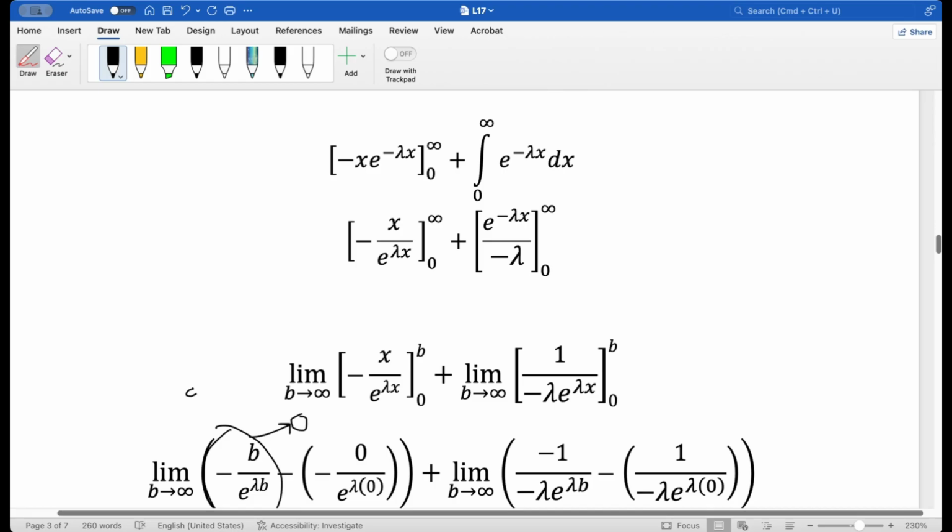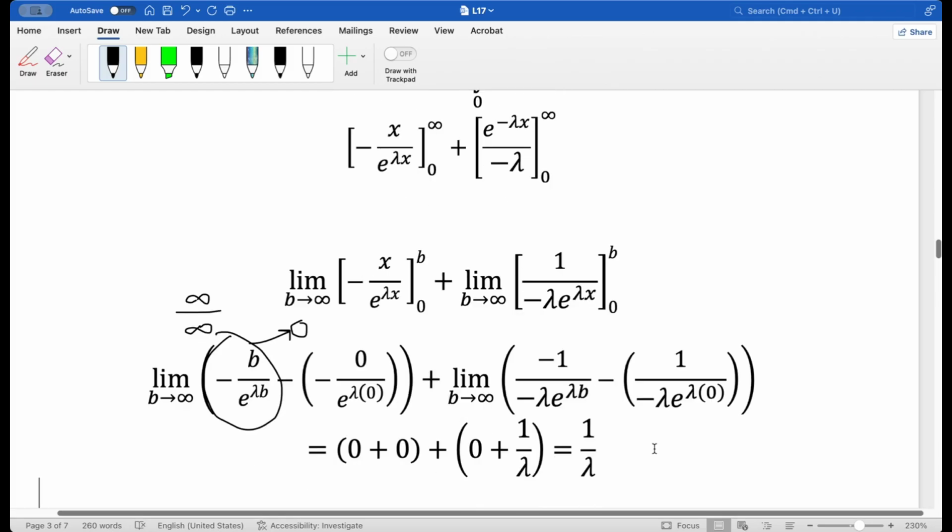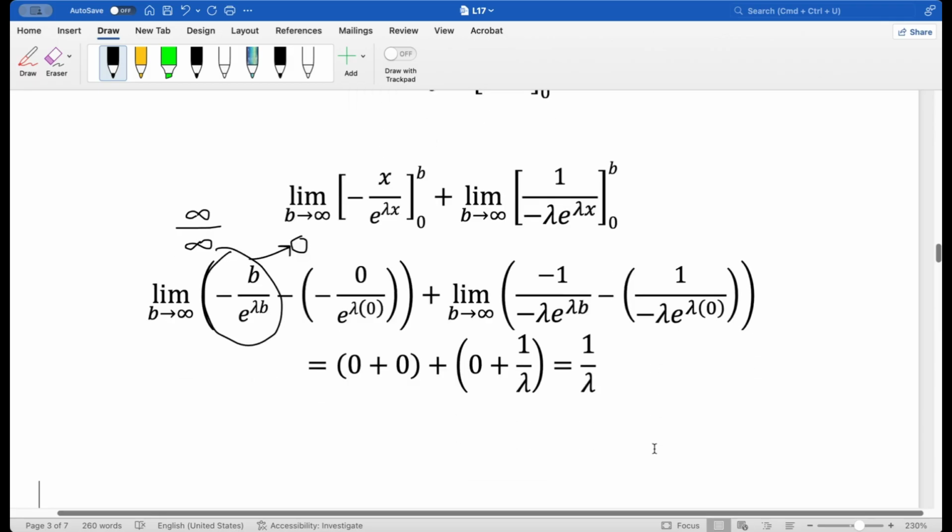So the format we have here is infinity over infinity, so you have to do L'Hopital's rule on that. It does come out to be 0. The second limit expression there, b is going to infinity. This is 1 over infinity, so this goes to 0 as well. And in the last term there, e to the 0 is 1, so we're left with that lambda in the denominator. The negative signs cancel out, and we end up with 1 over lambda for the expected value.